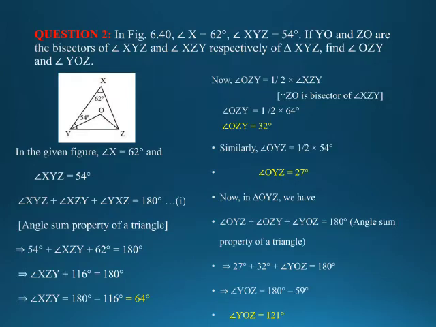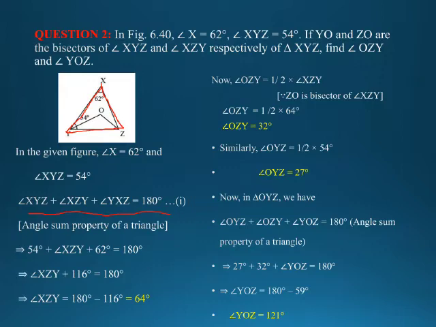Second question. In the given figure, angle X equal to 62 degrees, angle Y equal to 54 degrees. If YO and ZO are the bisectors of angle XYZ and angle XZY respectively of triangle XYZ, find angle OZY and angle YOZ. First we take triangle XYZ. By using the angle sum property, we can write angle XYZ plus angle XZY plus angle YXZ equal to 180 degrees.